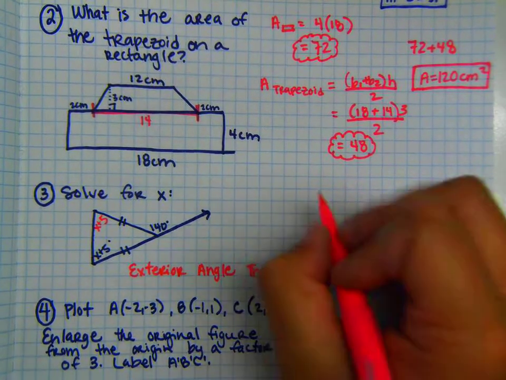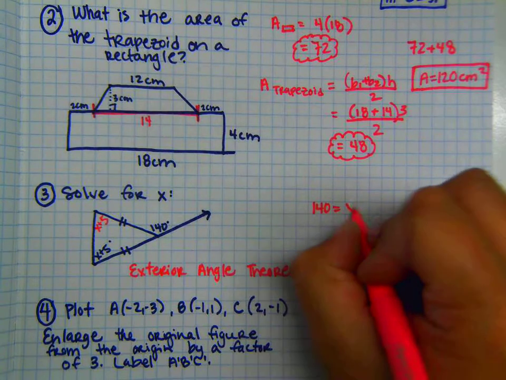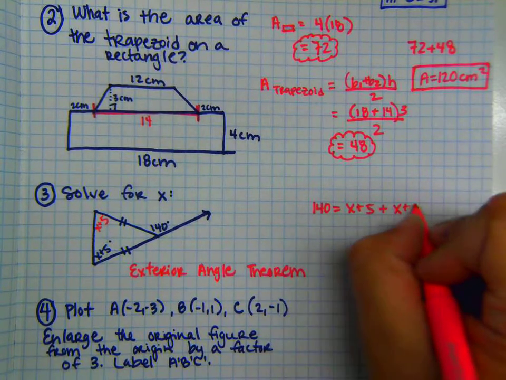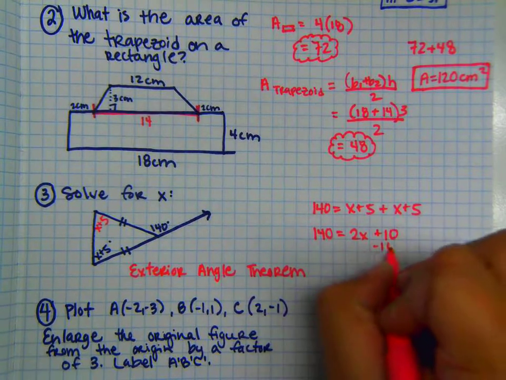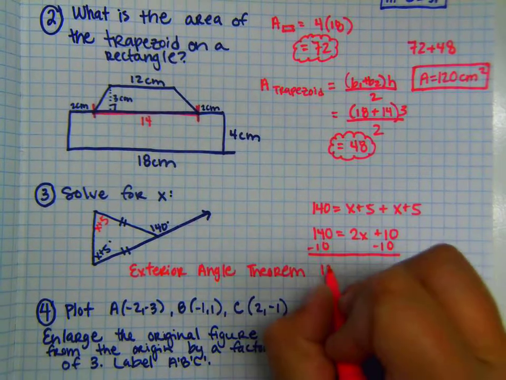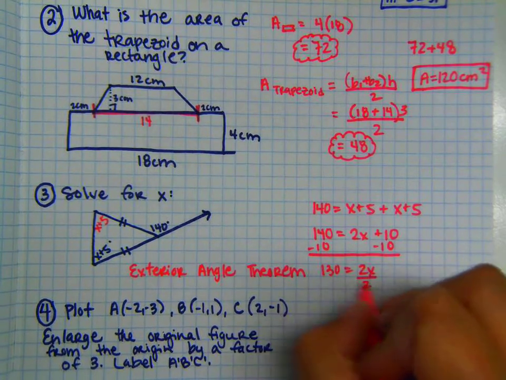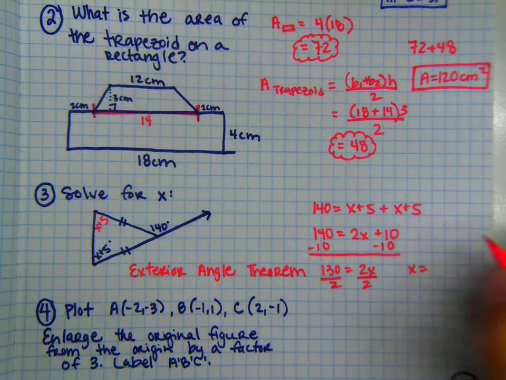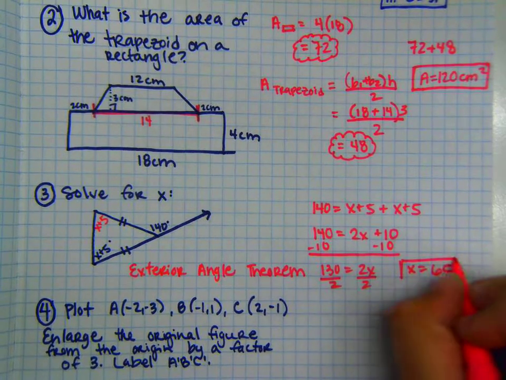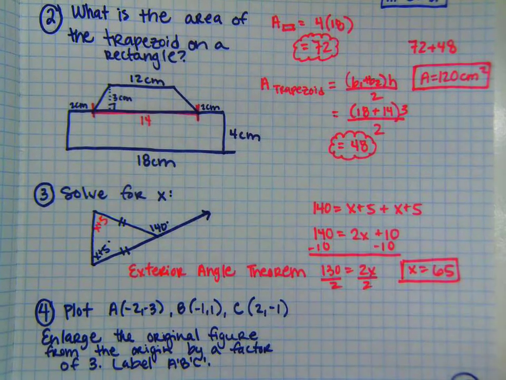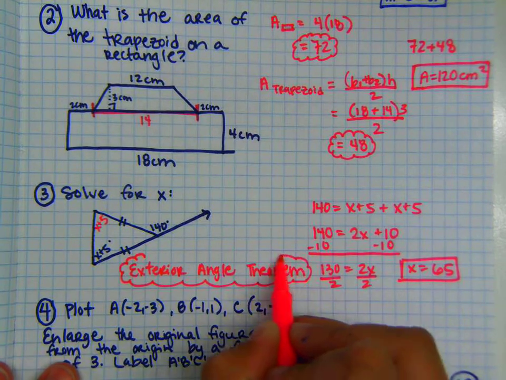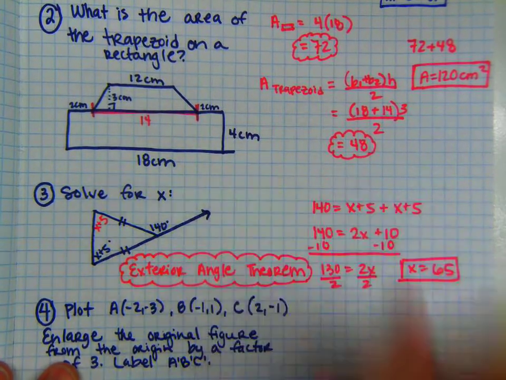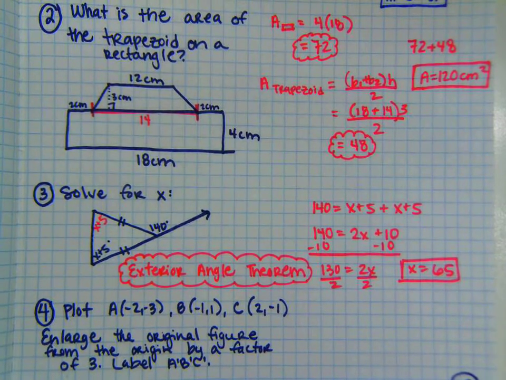Which says that 140 is going to equal x plus 5 plus x plus 5, which means 140 equals 2x plus 10. When I solve for x over here, 130 equals 2x, divide by 2, which means x equals 65. Okay, in this particular problem, it just said solve for x. On your test, it will say justify. Exterior angle theorem is your justification. Okay, because that's how you know you can add those up and set them equal.